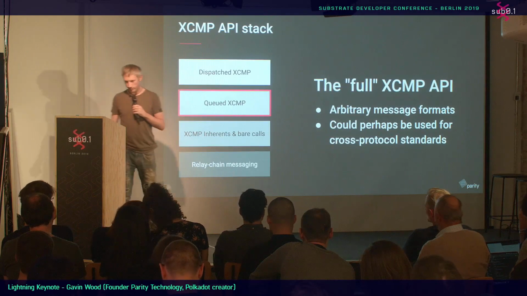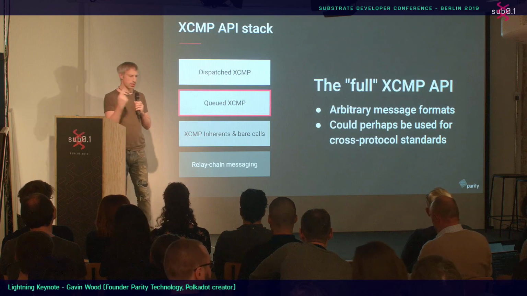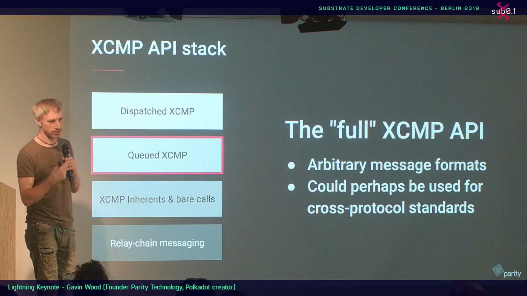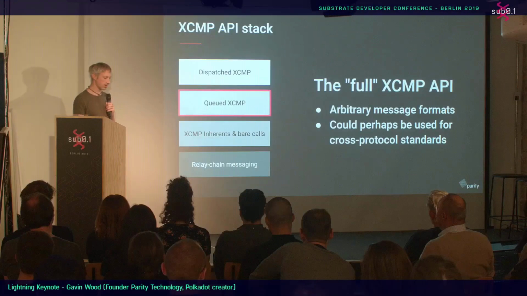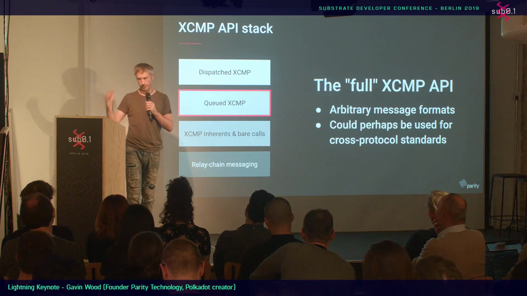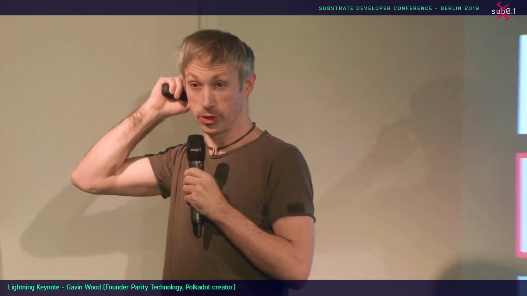Okay. So the first point to make about queued cross-chain message passing is that there isn't a data format. We're talking about sending blobs of data between parachains or parathreads. Entirely arbitrary. So it's up to us, the Polkadot community, to work out what these formats should be.